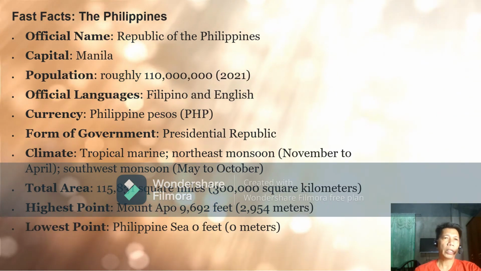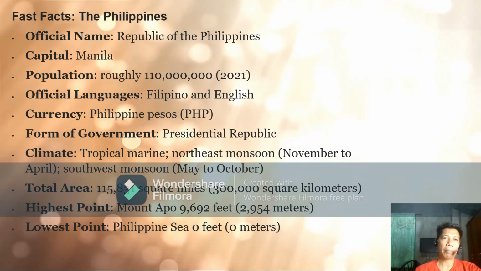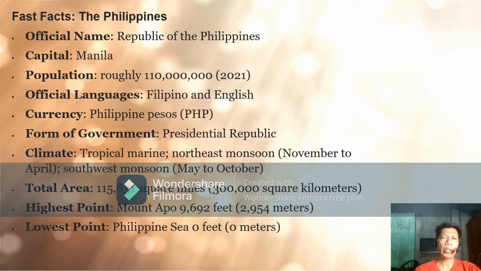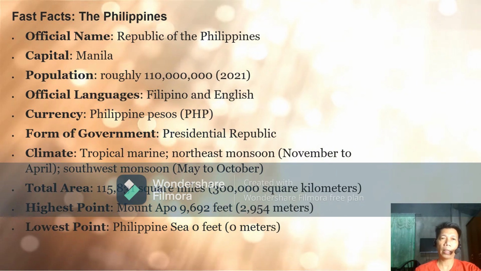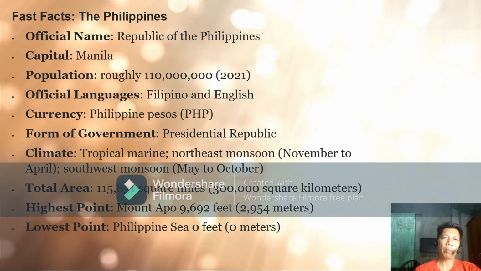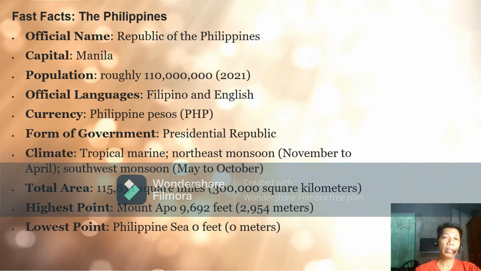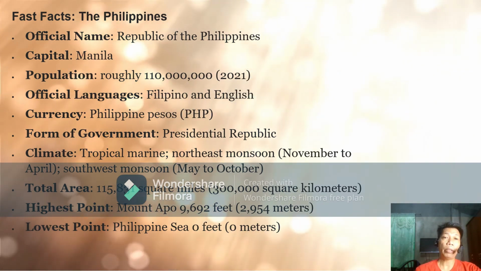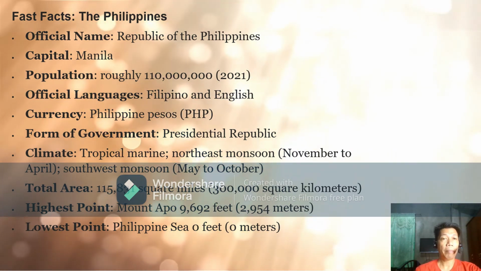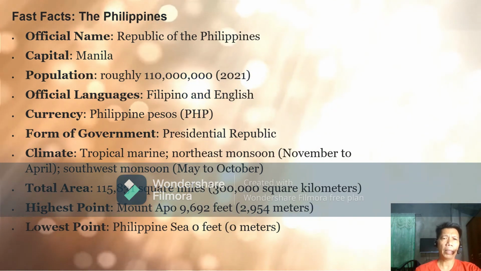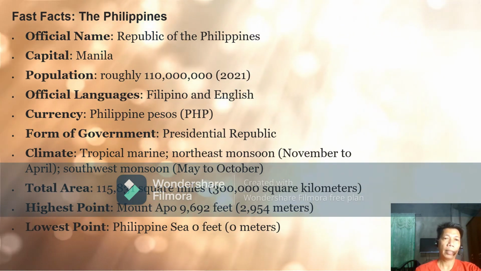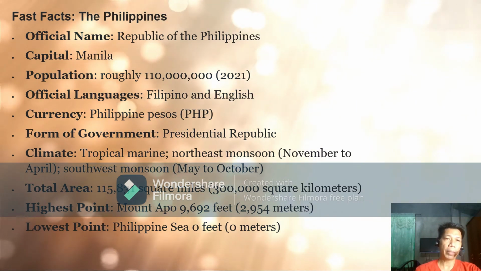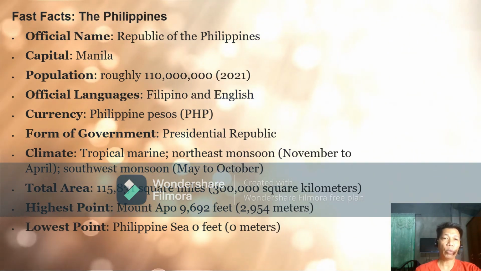Before we end our discussion, let's listen first to some of the quick facts about our beloved country, Philippines. Official name, Republic of the Philippines. Its capital is Manila. Total population, roughly 110 million as of 2021. Official languages, Filipino and English. Currency, Philippine pesos. Form of government, Presidential Republic. Climate, tropical marine. Northeast monsoon, November to April. Southwest monsoon, May to October.